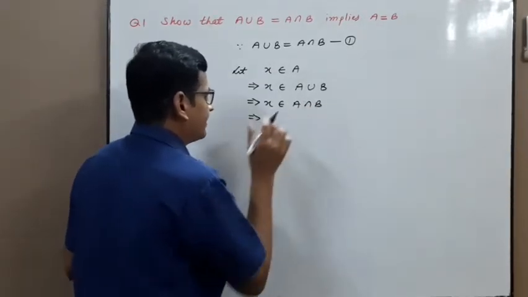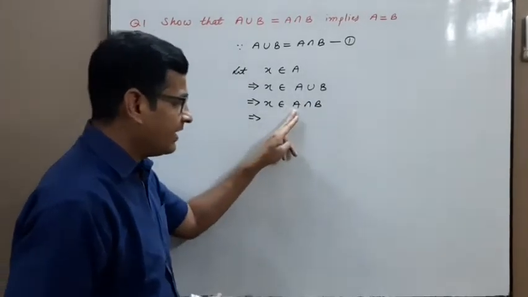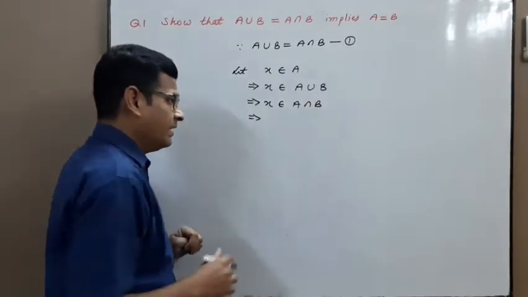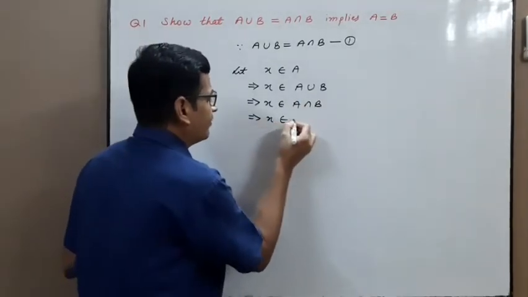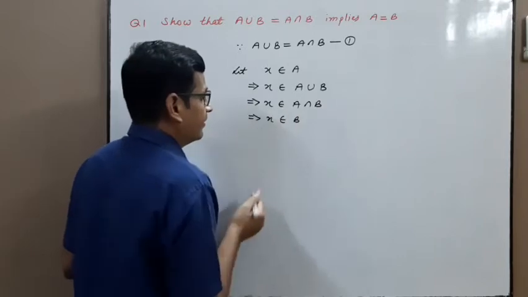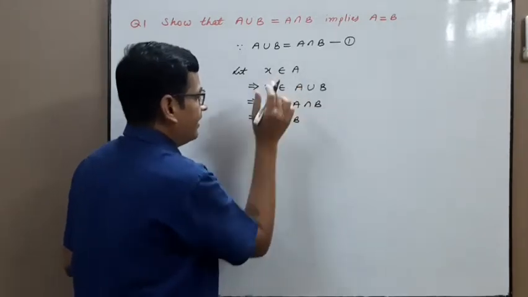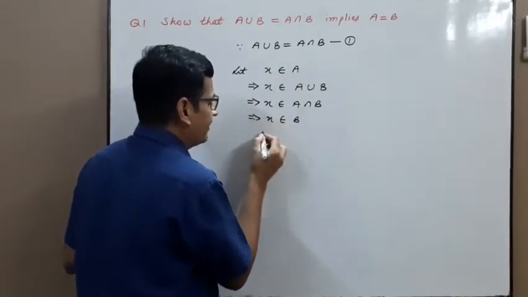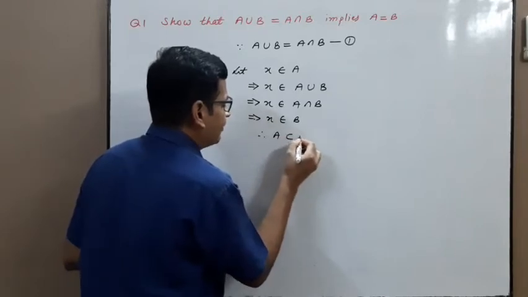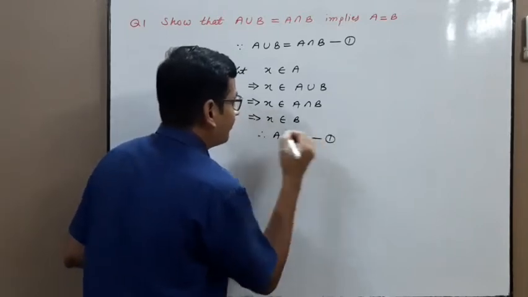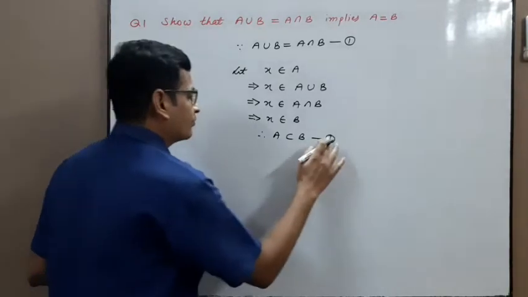X belongs to A intersection B means X belongs to A and X belongs to B. So we can write X belongs to B. X belongs to A implies X belongs to B. It means A is a subset of B. Give equation number 2.